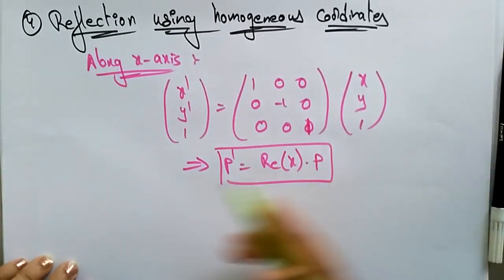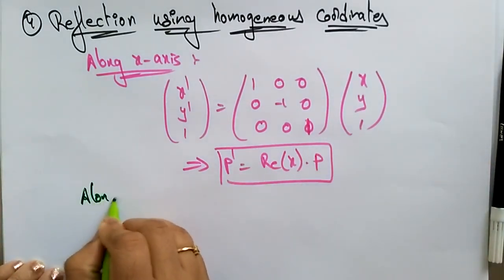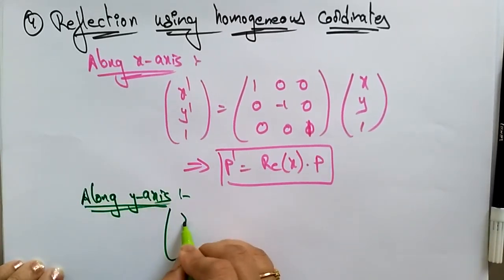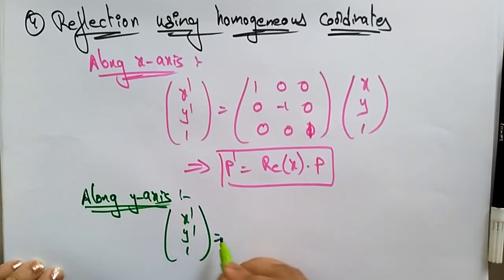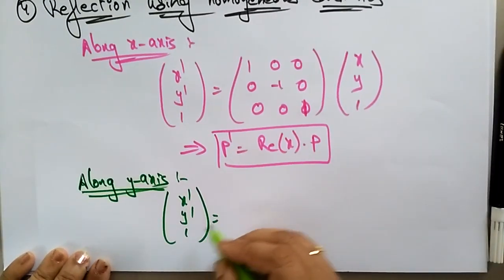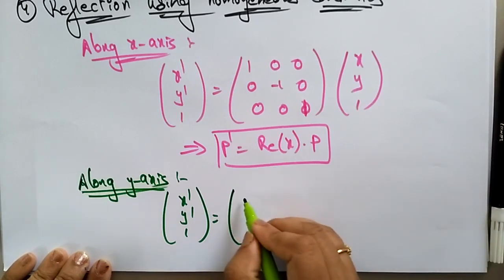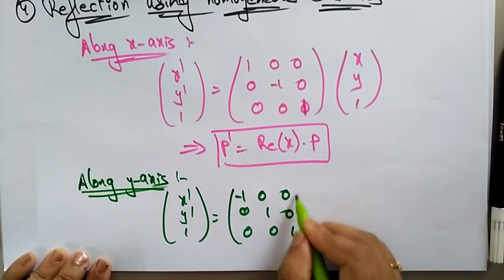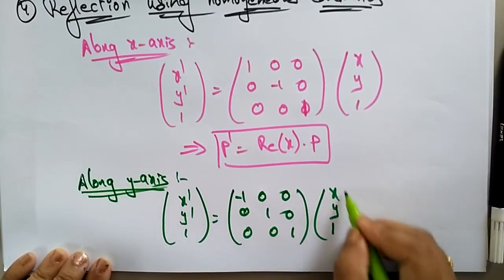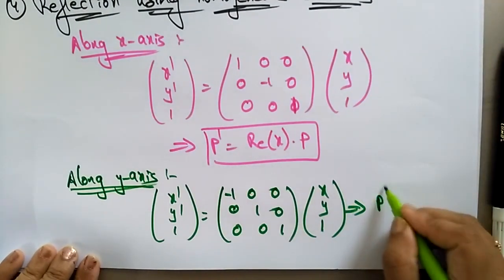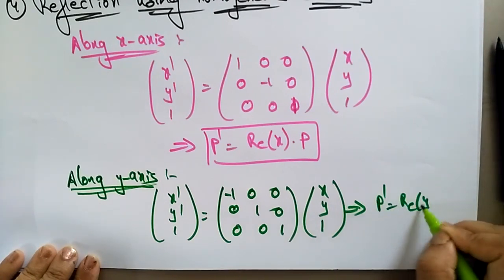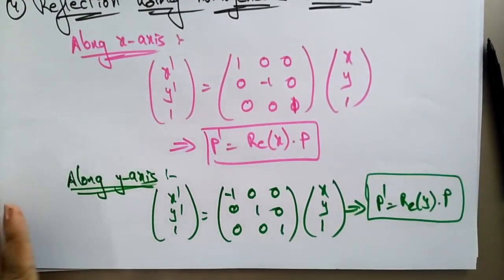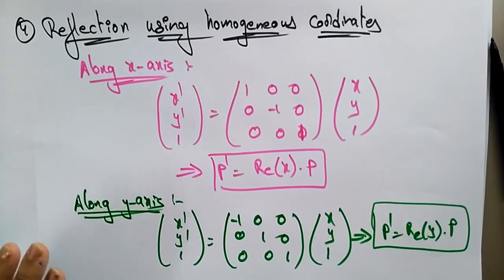If you take along the y-axis, what is the formula? x dash, y dash, 1 is equal to the matrix minus 1 0 0, 0 1 0, 0 0 1, times x, y, 1. This can be represented as P dash is equal to the reflection of y into P. This is how you represent reflection using homogeneous coordinates.